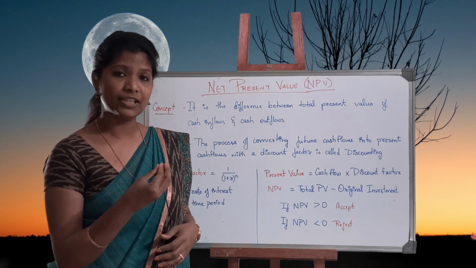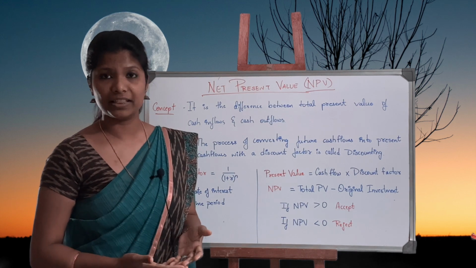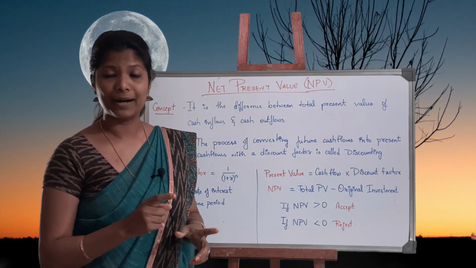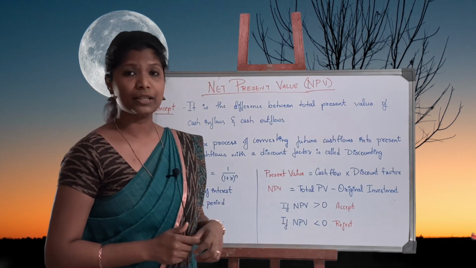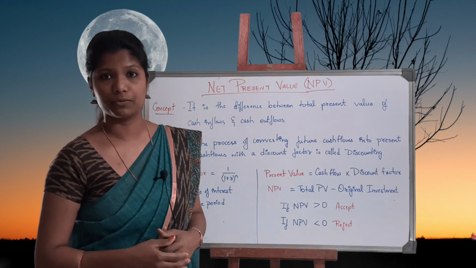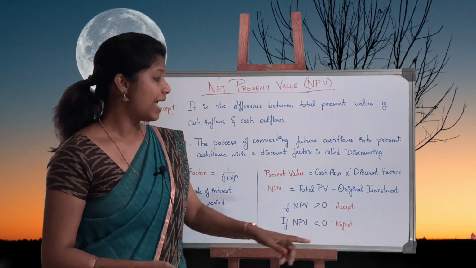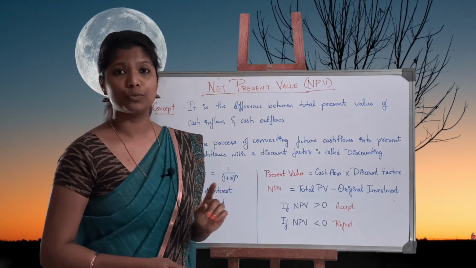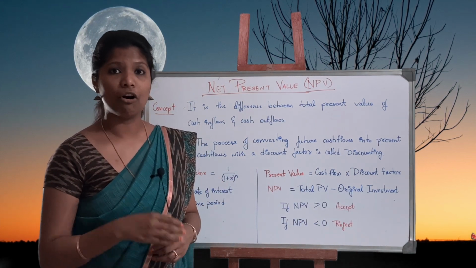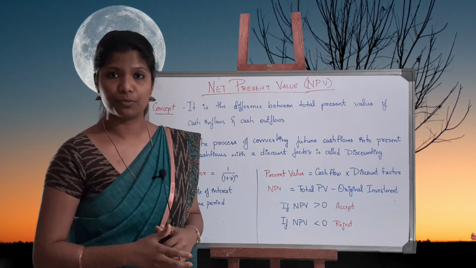No. I'm investing rupees 1 lakh whereas I'm getting back only 95,000. In fact, it's a 5,000 rupees loss for me. But that means I need to reject the project. When do I accept it? Let's say it is 1,50,000. My net present value is 1,50,000 and my original investment is only rupees 1 lakh. Then there is 50,000 rupees of profit that I can make if I invest in this particular project.